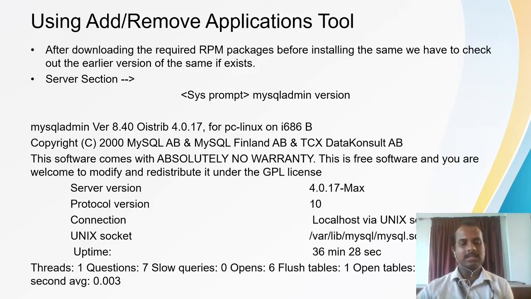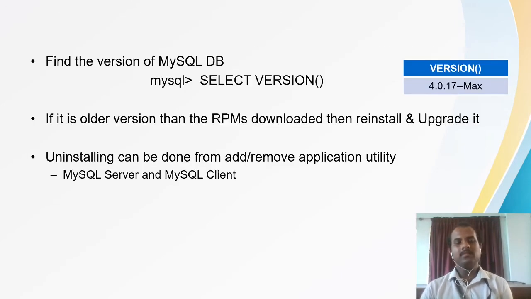These are the details of the MySQL version, server version, protocol version; every detail is provided for you. You can find the version of the MySQL DB also. Just go to MySQL and type select version. When you run the command, you will get the version number, for example 4.0.17-max.